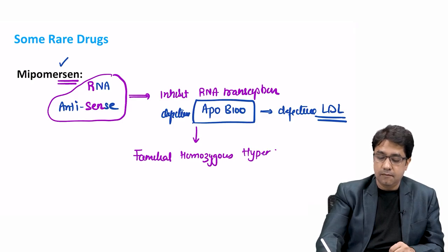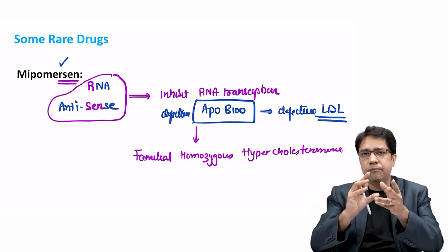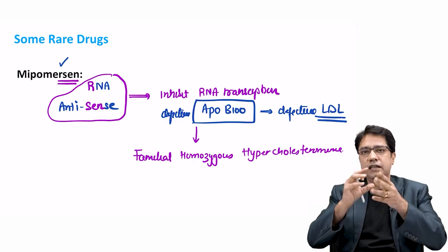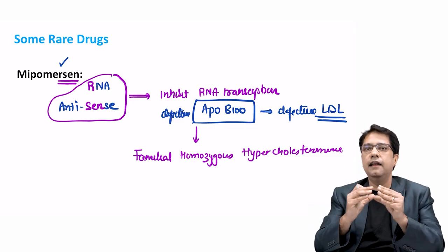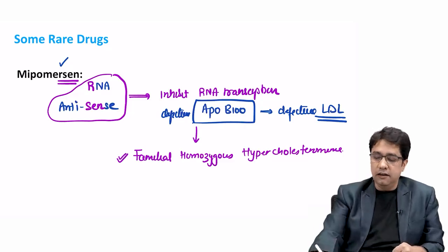hypercholesterolemia. So in this genetic condition, familial homozygous hypercholesterolemia, there is defective production of LDL because there is a defective protein on LDL, ApoB100. ApoB100 is made from translation of RNA. We made an antisense strand of this RNA, mipomersen. It will bind to the normal RNA and this ApoB100 will not be produced. So it is a drug approved for a rare genetic condition when there is an increase in LDL and cholesterol levels.